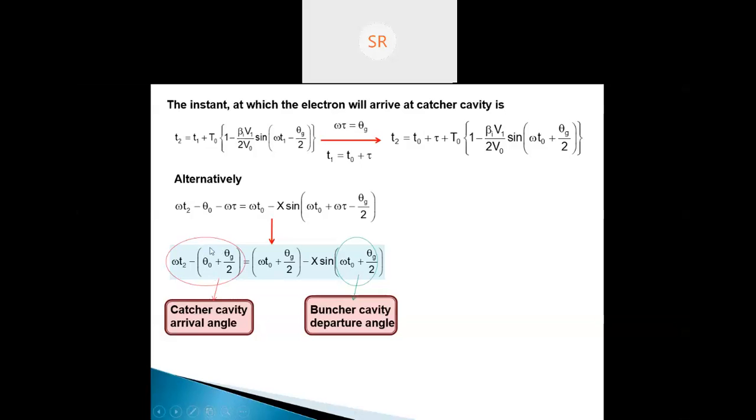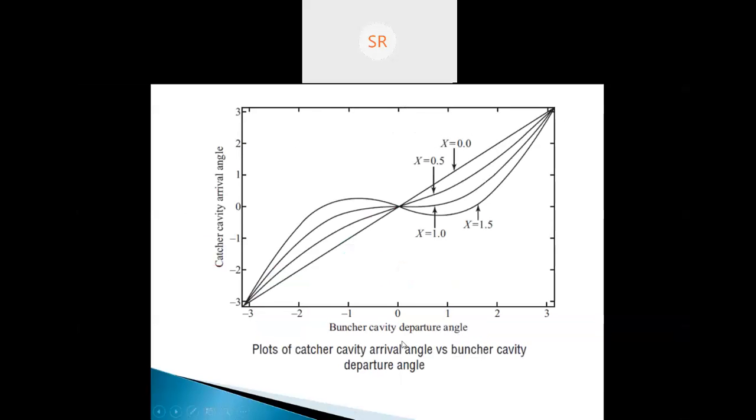That is the catcher cavity angle, equal to omega T0 plus theta g by 2 minus x of sin omega T0 plus theta g by 2. This one is the buncher cavity departure angle. This one we can say is the catcher cavity arrival angle. So this one is about a buncher cavity, and you can say that this one is about a catcher cavity.